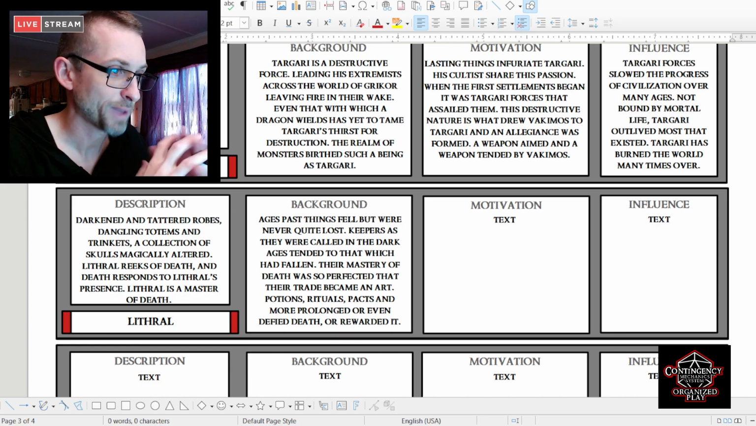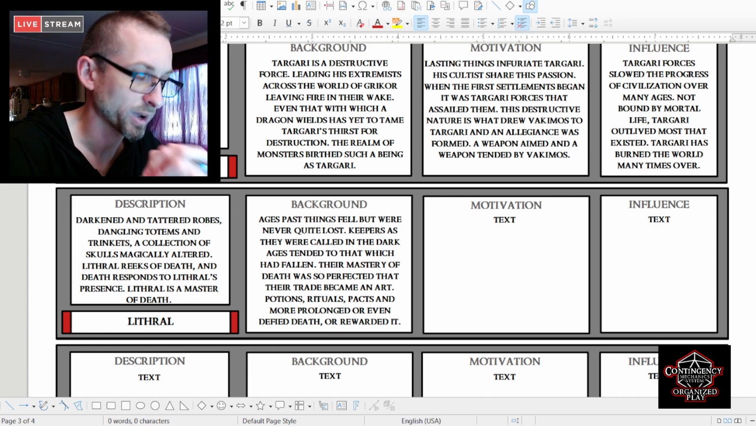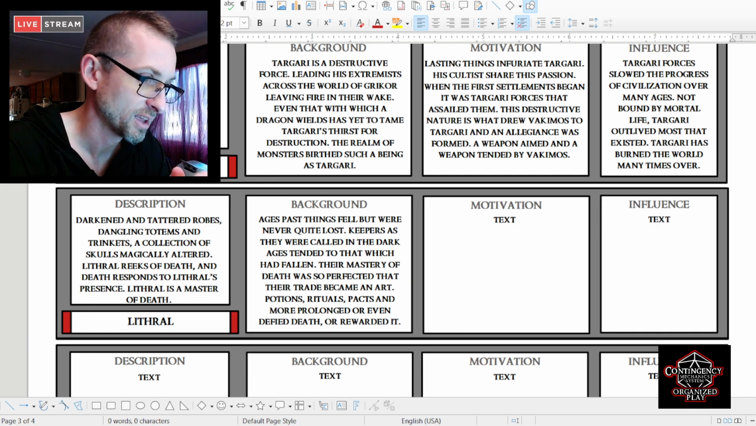So, ages passed, things fell, but were never quite lost. Keepers, as they were called in the Dark Ages, tended to that which had fallen. Their mastery of death was so perfected that their trade became an art. Potions, rituals, pacts, and more prolonged or even defied death, or rewarded it.